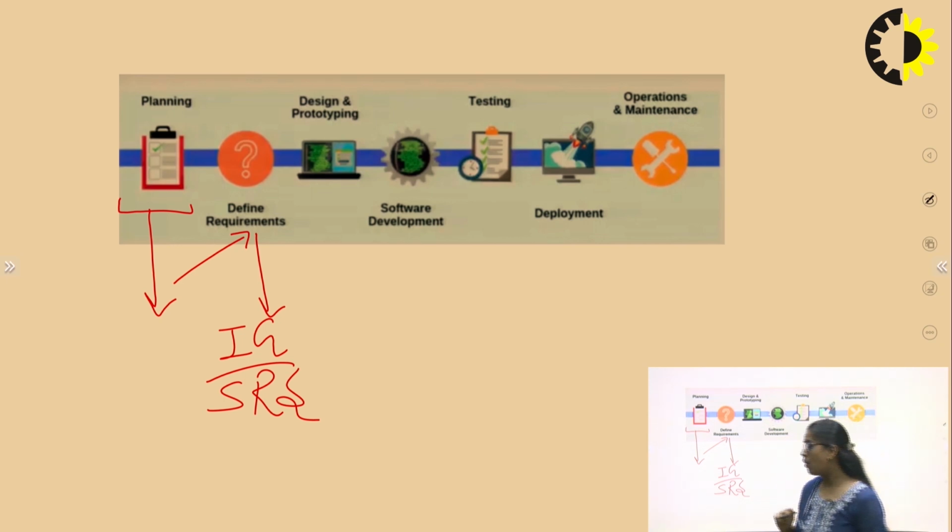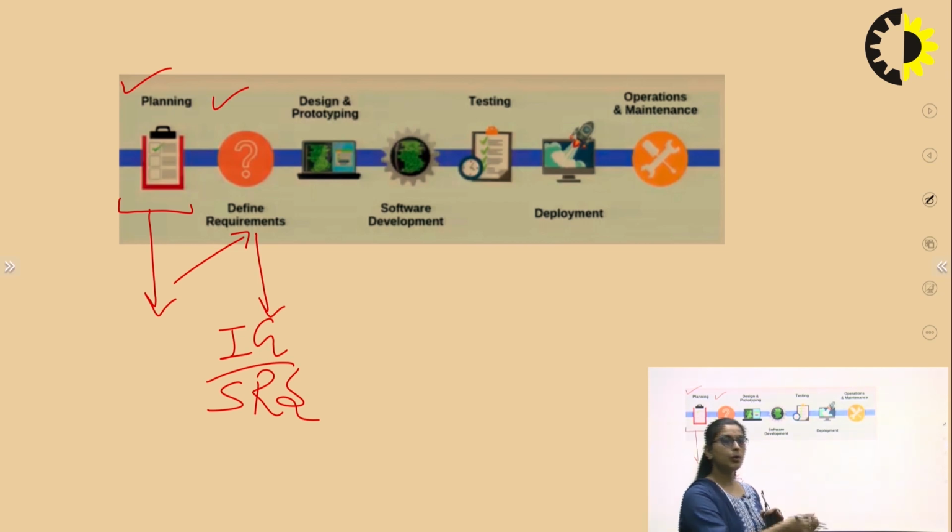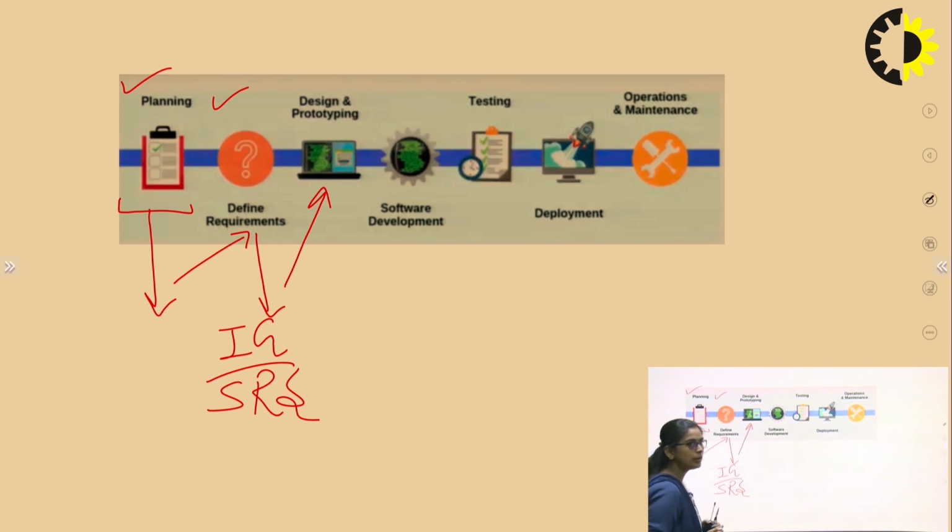Okay. Now, after planning is done and the SRS is completed, we can say the documentation part is completed, or we can say the proper requirement is finally a document between the customer and the project management end. Okay. Now, after this, we are going to the design and prototyping step.